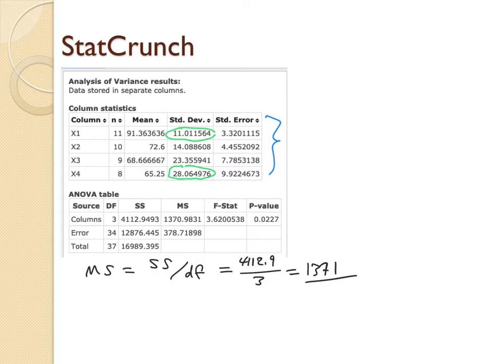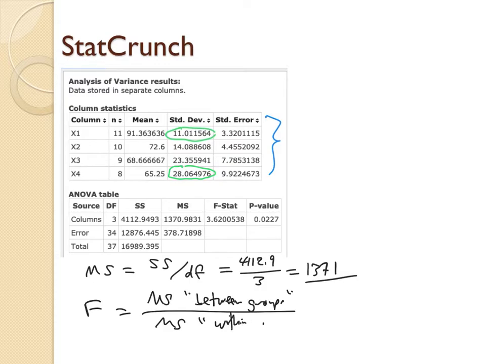And then the same thing here. If I divide 12,876 by 34, I'll get this number. Dividing 412 by 3 gives us this number. The F that you see there is really the MS for between groups divided by the MS for within groups. In other words, the first MS number divided by the second MS number. So 1370 over 378 is about 3.6 apparently. That's where that number comes from.